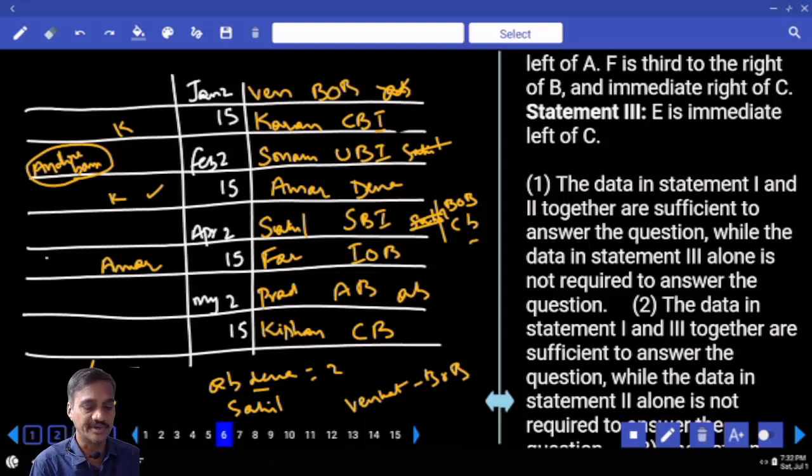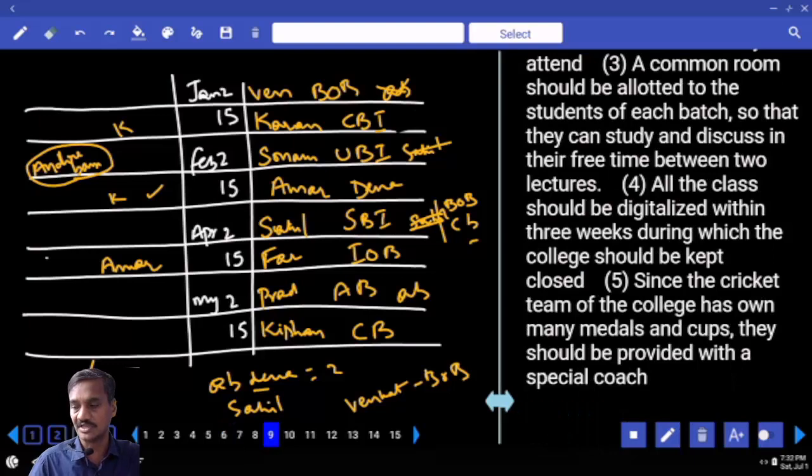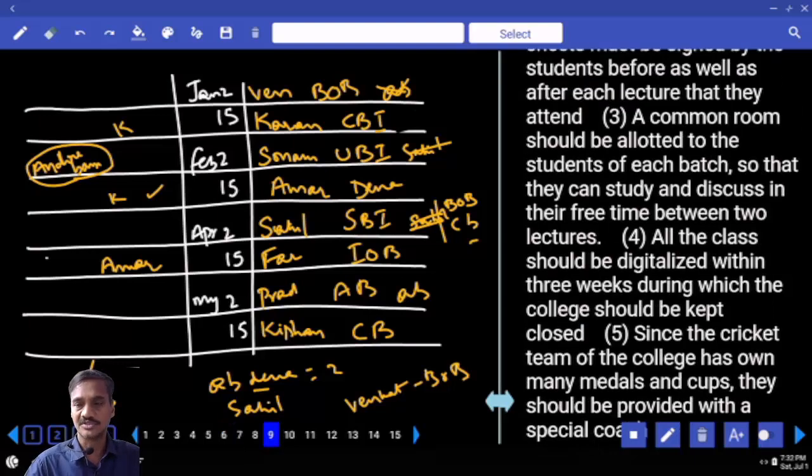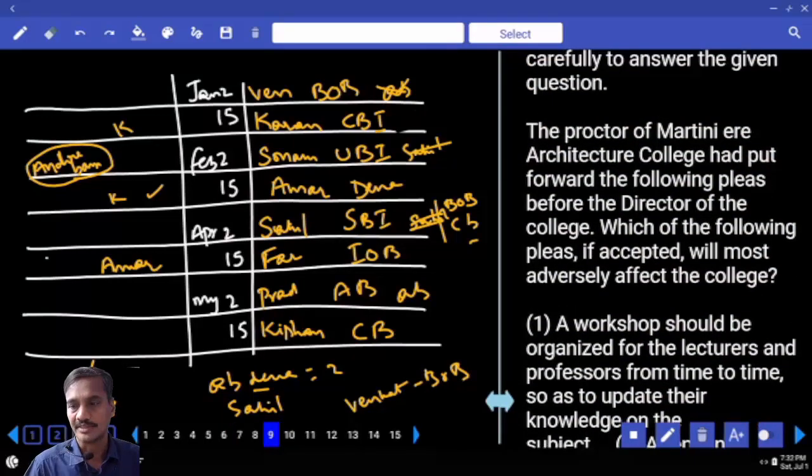Now question number 9 is based on critical reasoning. The proctor of Martini era architecture college had put forward the following requests or pleas before the director of the college. Which of the following pleas, if accepted, will most adversely affect the college?